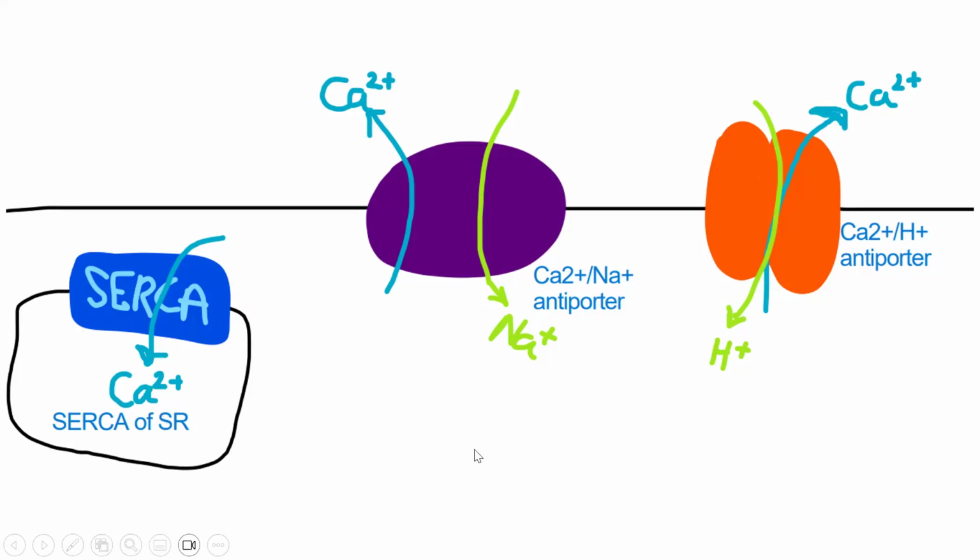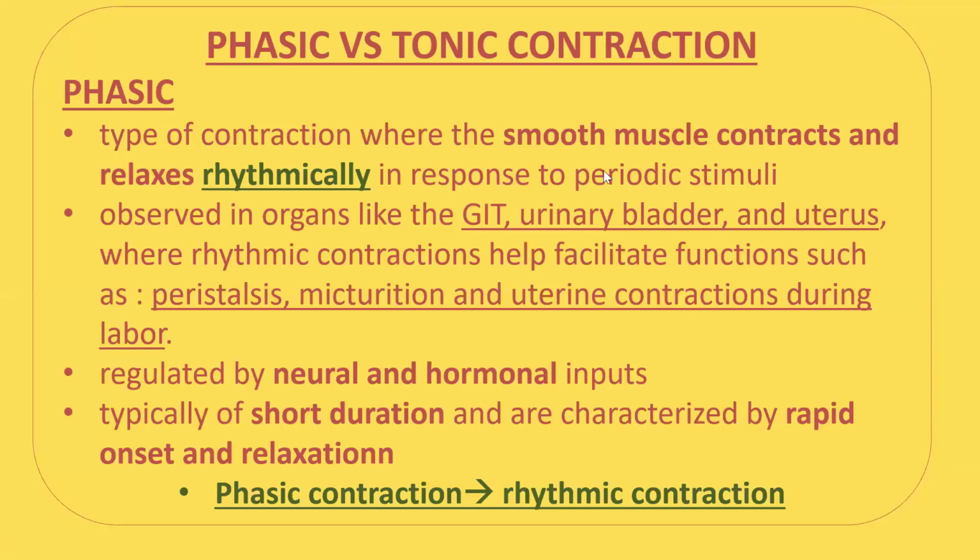So these are the three ways calcium can be kicked out of the cell or into the sarcoplasmic reticulum, preventing calcium from binding to calmodulin and preventing the contraction of the muscle altogether. Now, for the mechanics part of it, we have two types of contraction in smooth muscle: phasic and tonic contractions.